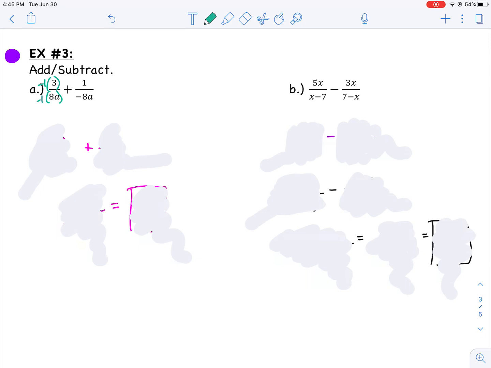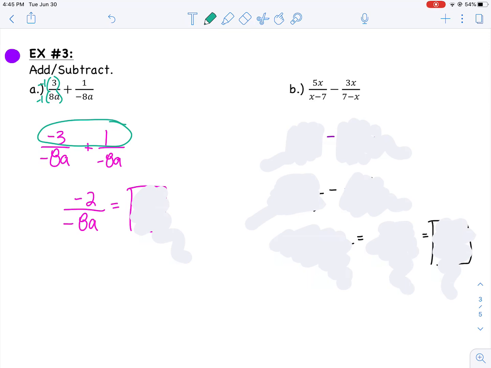Making sure you multiply both the top and the bottom by negative 1, you end up getting a negative 3 over negative 8a. And then the second fraction is a 1 over negative 8a, and now I have a common denominator. Since I have a common denominator, remember I should be able to smush these two fractions together, add them, keeping your common denominator, and then just combining your numerator. So what's negative 3 plus 1? You should get negative 2, right?